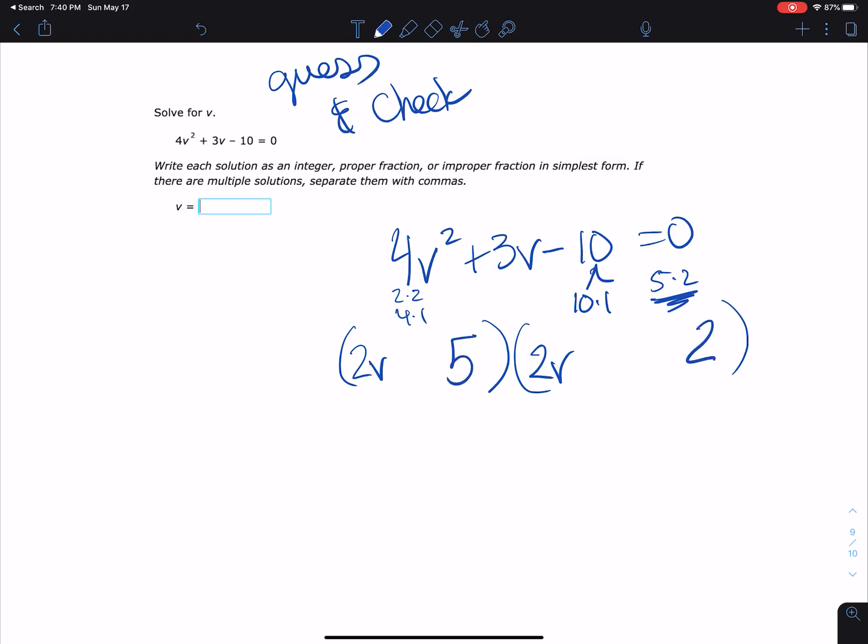So I'm just going to stick 5 and 2 in because they're both 2v. And since this is a minus here, that means one of these has to be a plus and one has to be a minus. All right, so I put the plus on the 5 because my middle term is positive, so I put the positive on my bigger number. Let's go ahead and check it.